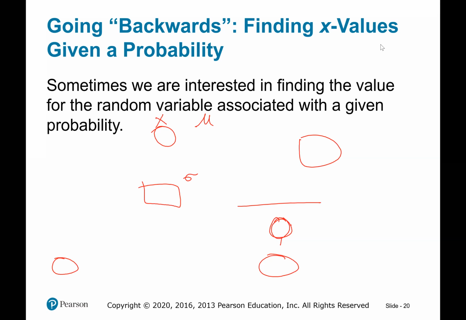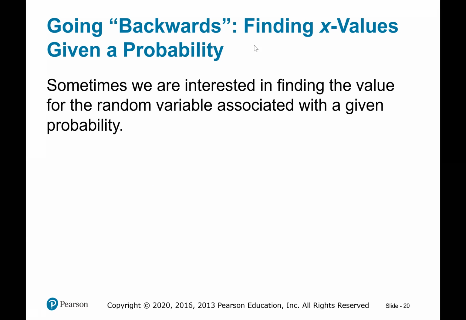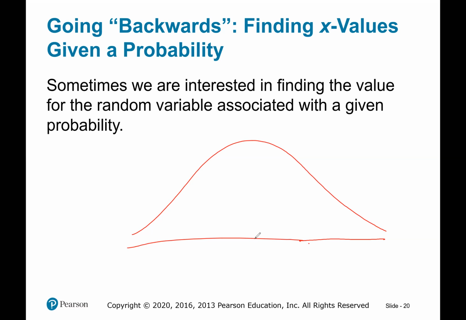Okay, so now going backward, finding the x value given a probability. Sometimes we are interested in finding the value of the random variable associated with a given probability. So for example, sometimes if I have a normal curve, and say the mean is, I don't know, 2, and standard deviation is 1, something like that. So then this will be 3, something like that.